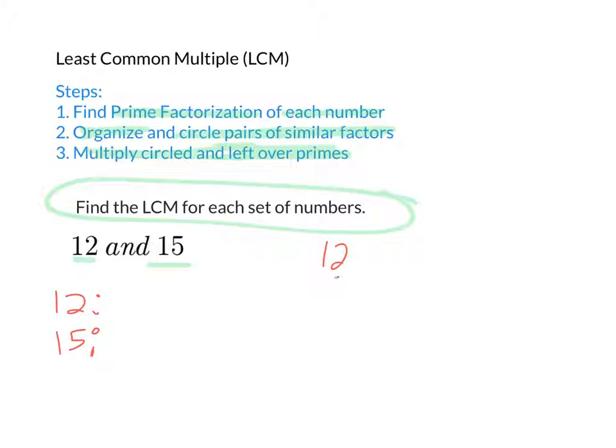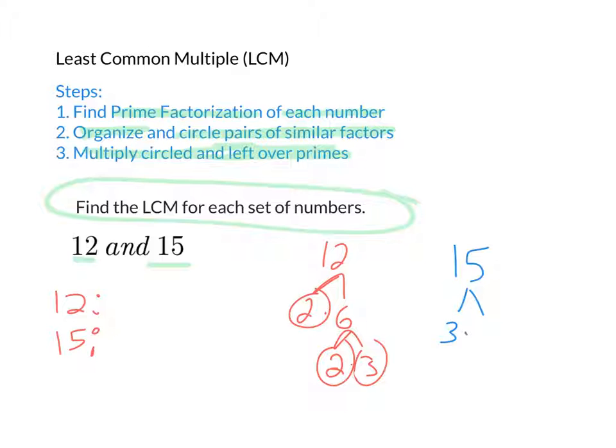So for 12, we have 2 times 6, 2 is prime, and then for 6 we have 2 times 3, 2 and 3 are both prime. For 15, it's even easier because 15 is only 3 times 5. Those are both prime. So let's list the prime factors for each one. So 12 is 2, 2, 3. And we want to line up the numbers that are similar. So on 15, I'm going to write 3 and 5 so they're next to each other.